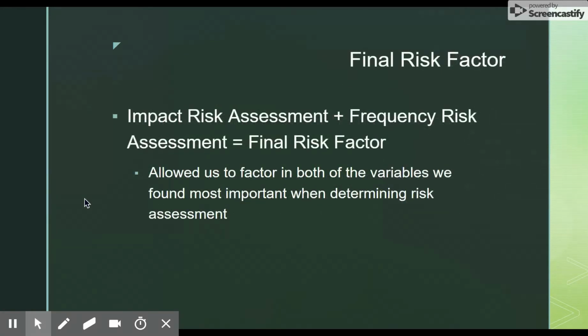So again, like at the beginning, we had our final equation to be our impact risk assessment and the frequency risk assessment to find our final risk factor. Doing so, we are able to account for both of the variables we found most important when looking at the risk assessment. Each factor, the impact and the frequency, has numbers that go from 1 to 5, 5 being the most risky and 1 being not as risky.